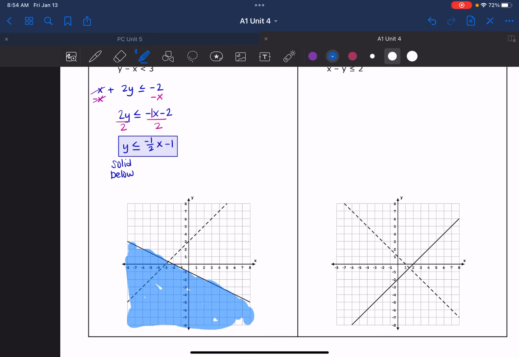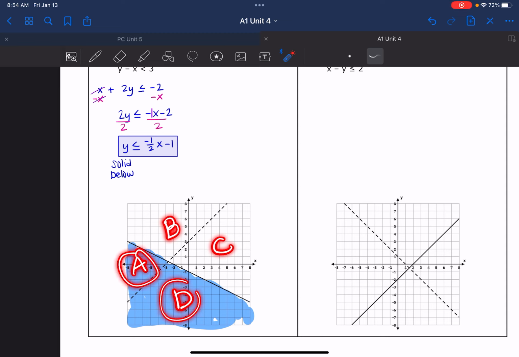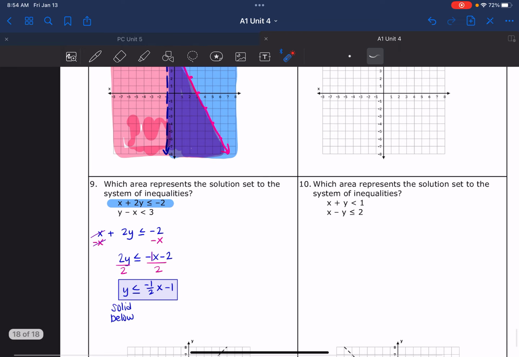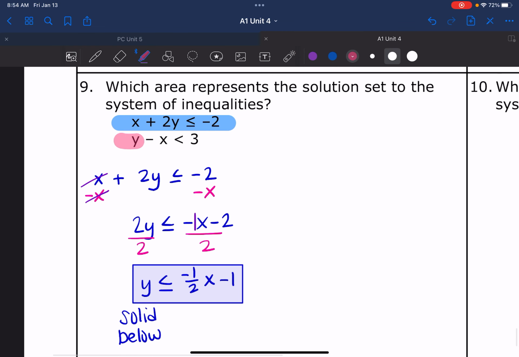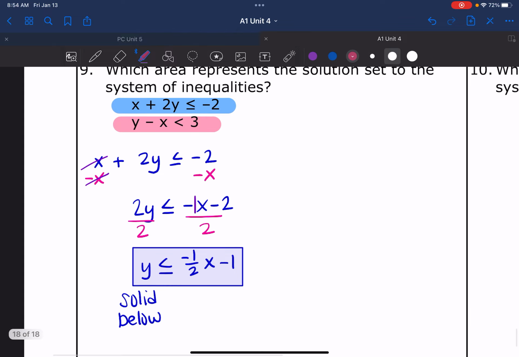Okay, so that kind of narrows down our answer choices. So with the way I had it labeled before, well, B and C didn't get colored in, so that means our answer choice is either A or D. It's going to be one of these two spaces, but we still need to figure out how the other inequality gets shaded in. Okay, so I'm going to do that second one in pink. So we have y minus x is less than 3.